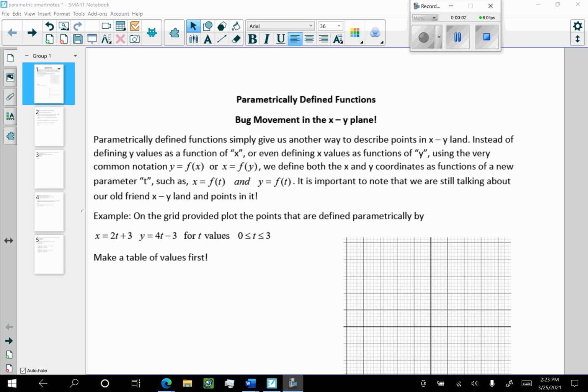All right, good morning, ladies and gentlemen, friends and neighbors. We're going to start a discussion about parametrically defined functions. And we could call these problems bug movement in the XY plane.